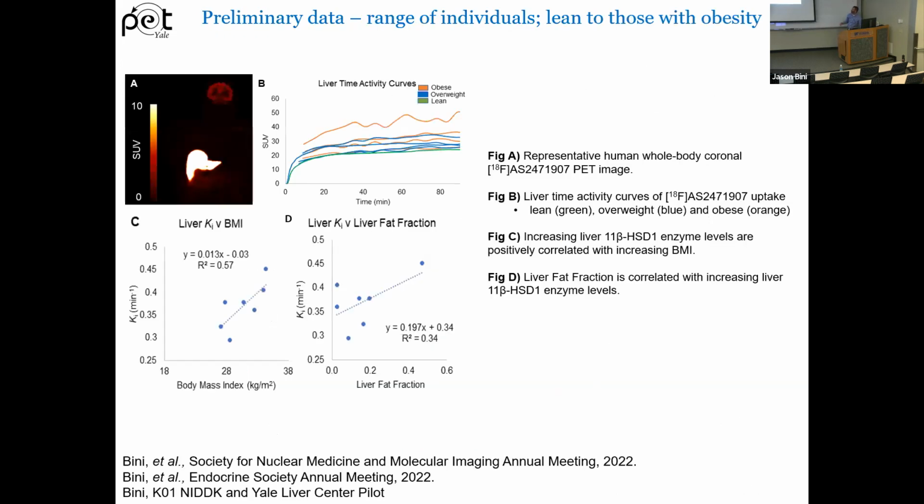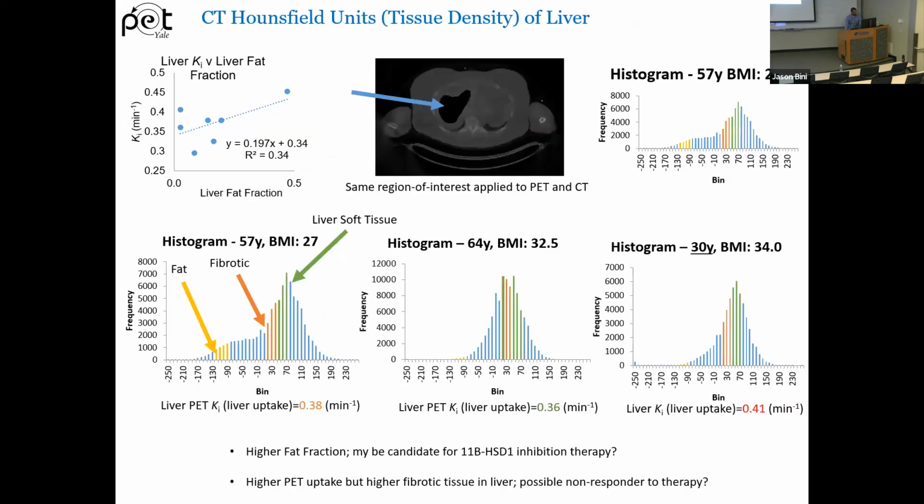So just a cross-section of lean to overweight to obese individuals. And you can see a stepwise green, blue, and orange for lean, overweight, and obese. And we see a nice correlation: the higher this enzyme that is activating cortisol is in the liver, the higher the BMI and the higher the fat fraction in the liver, which we've actually done by taking the same area of interest that we're using for the PET quantification.